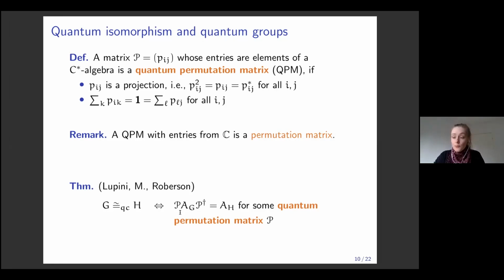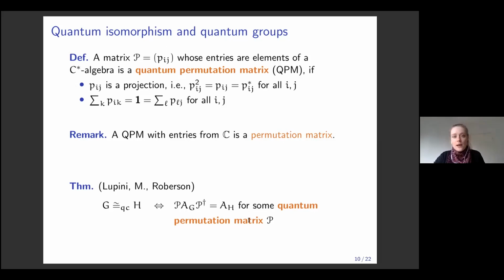What we showed in our previous work is that quantum isomorphism is equivalent to there being a quantum permutation matrix which conjugates the adjacency matrix of one graph to that of the other. Now, if you remember the matrix formulation of isomorphism, you see that syntactically it looks exactly the same, except that now I allow the script P to be a quantum permutation matrix, which is a generalization.